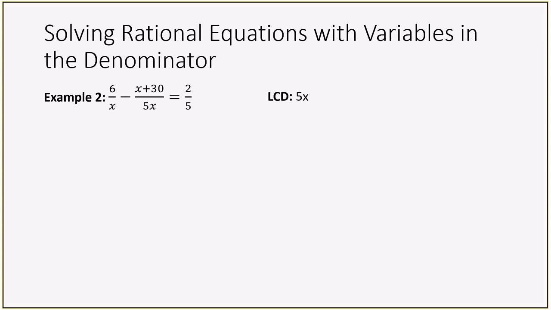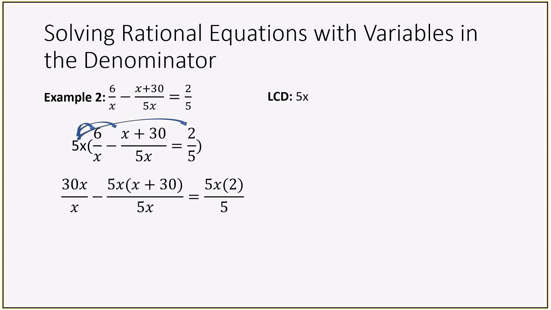Now, I take my LCD, I multiply every number by 5x, and specifically the numerators by 5x, same process. So I get 30x over x, minus 5x times x plus 30. And you might be thinking, oh, I could actually just distribute that middle fraction and get a quote-unquote nicer expression. Actually, wait for that when you're doing this problem-solving process, and I'll explain in a second. And so my last one would be 5x times 2, or 10x if you wanted to.